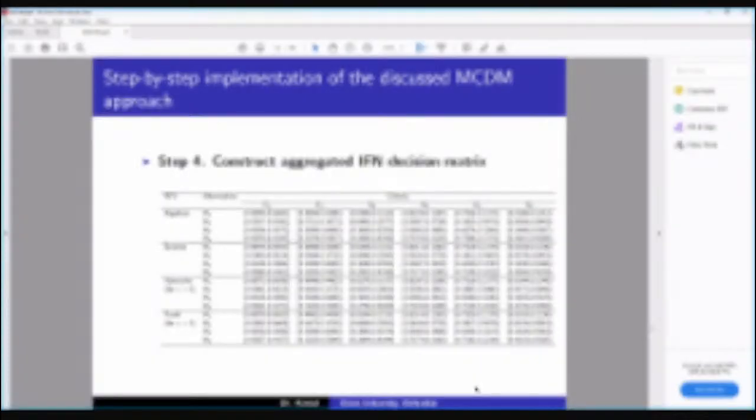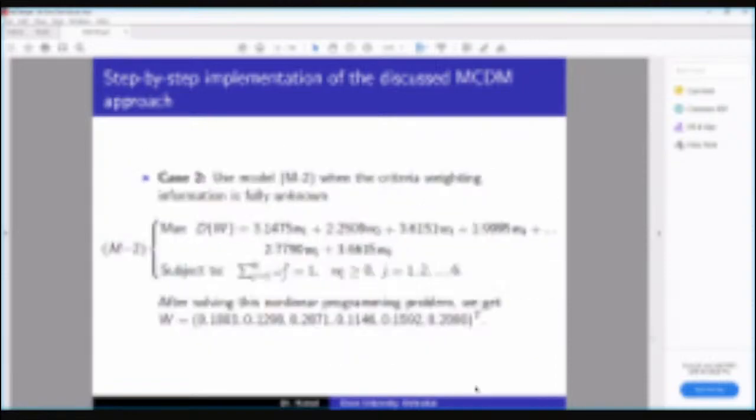So the first step is obviously the normalization process, for which you need the type of the criteria. Here, C1, C2, C3 are the cost criteria, while C4, C5, and C6 are the benefit criteria. So if, for example, C1 is a cost criteria, look at the last table, this C1. Here we will interchange the membership with the non-membership grade to bring them into the same frame. Similarly, we will get this table.